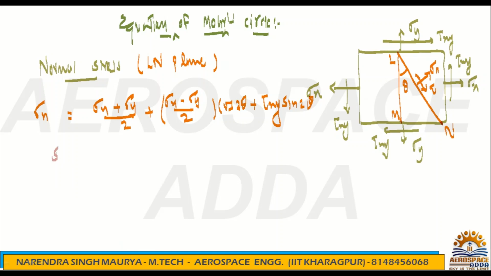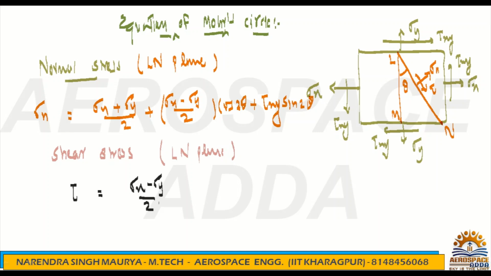If I say what is the shear stress on the Ln plane, shear stress is nothing but tau, which is sigma x minus sigma y by 2 sin 2 theta minus tau xy cos 2 theta, right? This is the shear stress.